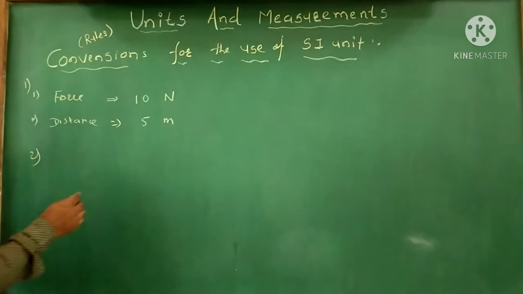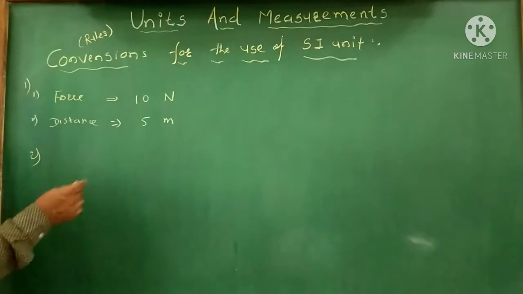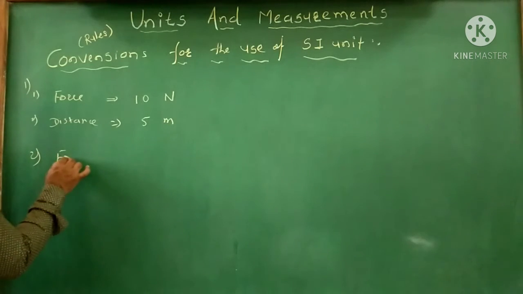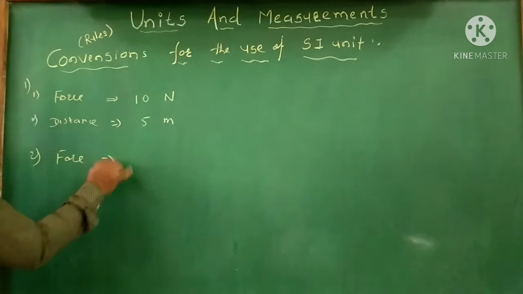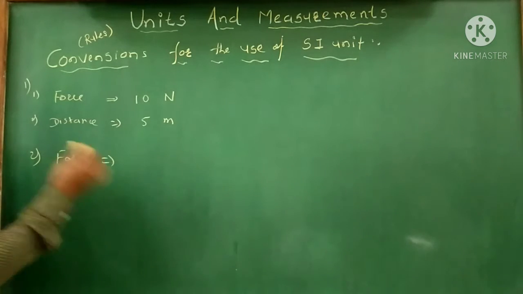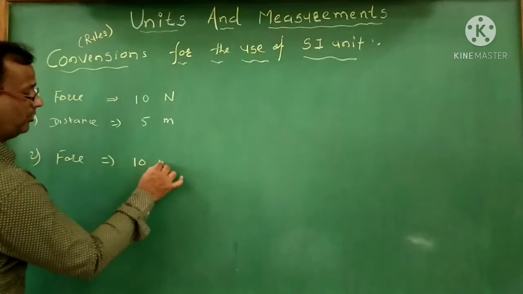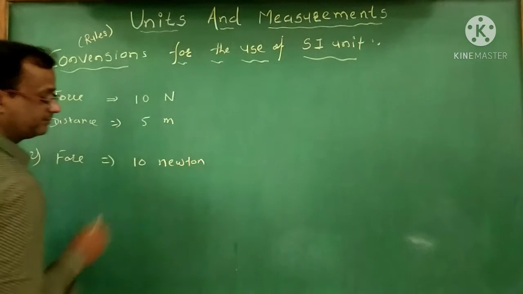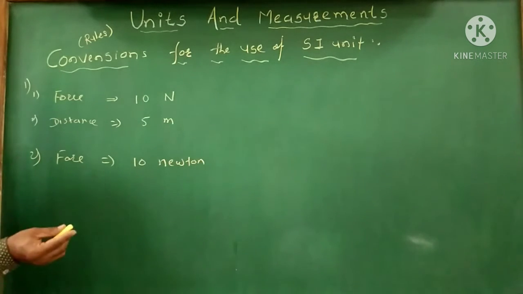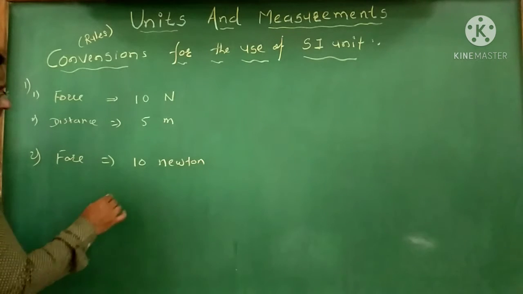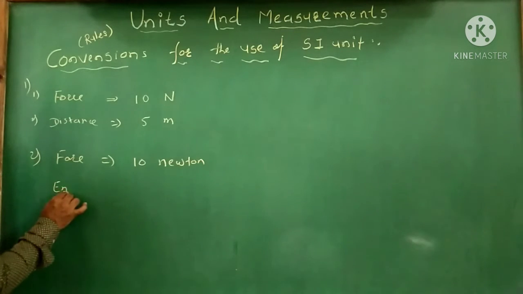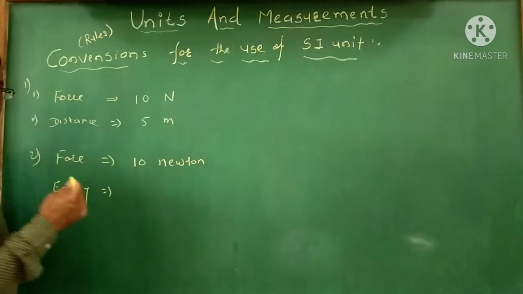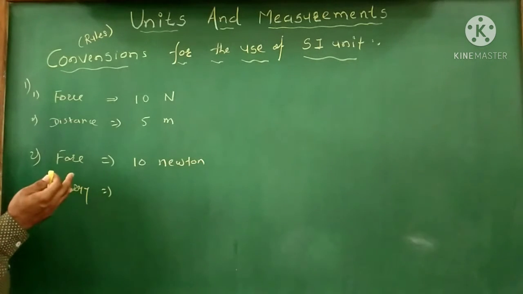Now the second one. Suppose we want to write down force. So the unit is there. If we want to write it in full form, then we write in small letters, that is newton. Again, suppose we want to write down energy. The unit of energy is joule.